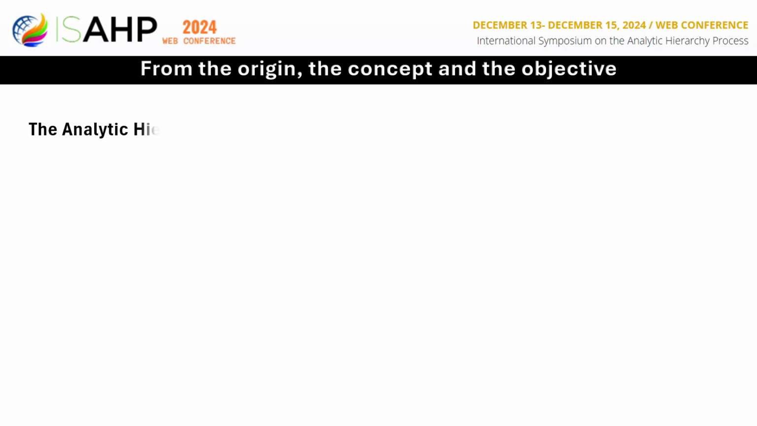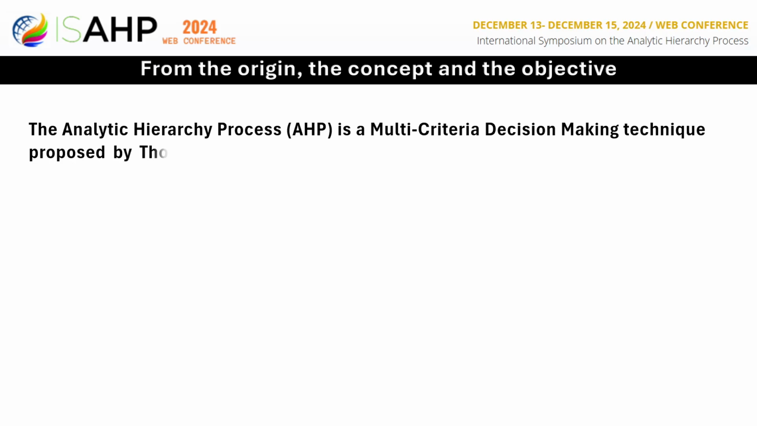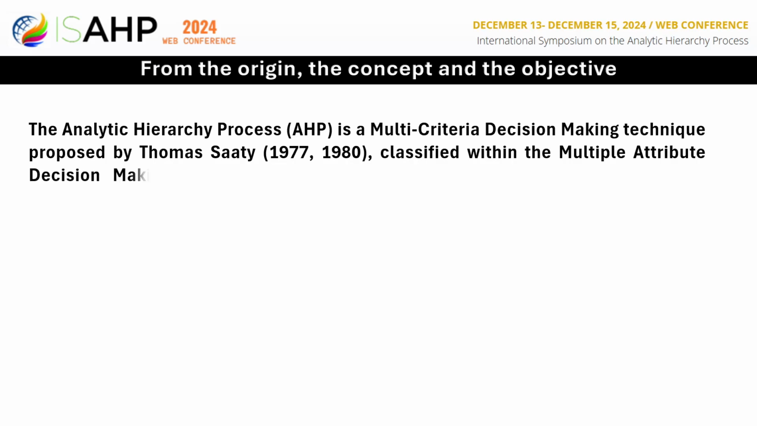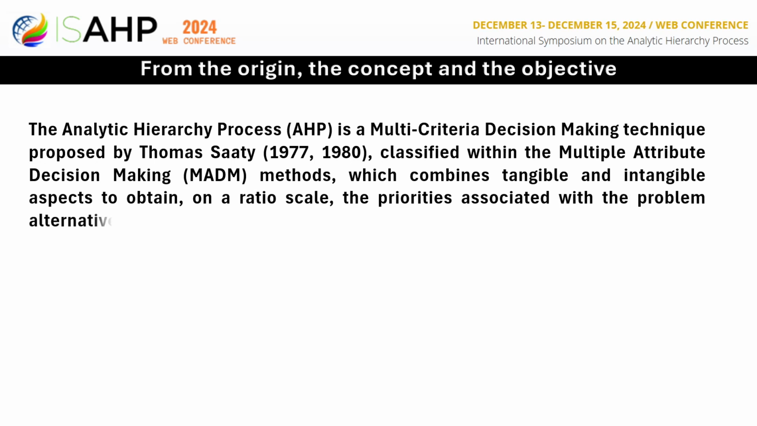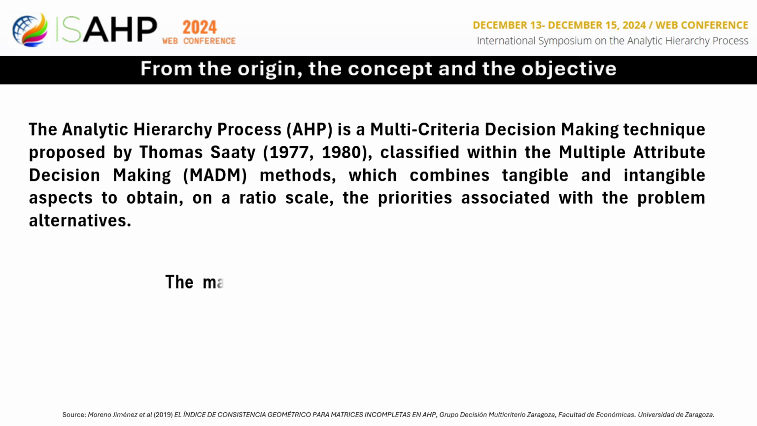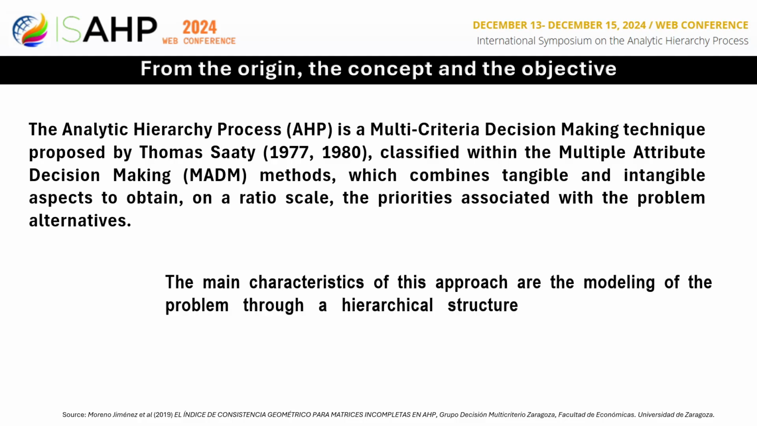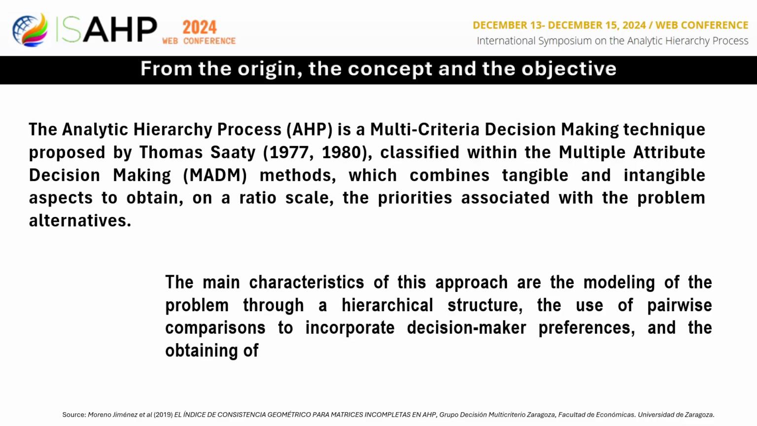the analytic hierarchy process, AHP, is a multi-criteria decision-making technique proposed by Thomas Saaty, 1977-1980, classified within the multiple attribute decision-making, MADM, methods, which combines tangible and intangible aspects to obtain on a ratio scale the priorities associated with the problem alternatives. The main characteristics of this approach are the modeling of the problem through a hierarchical structure, the use of pairwise comparisons to incorporate decision-maker preferences, and the obtaining of a ratio scale that is valid for complex decision-making.